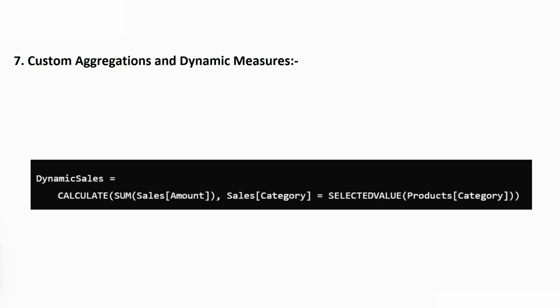The next one is custom aggregations and dynamic measures. DAX allows for the creation of custom aggregations and dynamic measures that can change based on user interactions or slicers in the reports. This dynamic behavior makes the report more interactive and insightful. For example, create a dynamic measure that calculates the total sales for the selected product category, changing as the user interacts with the report.